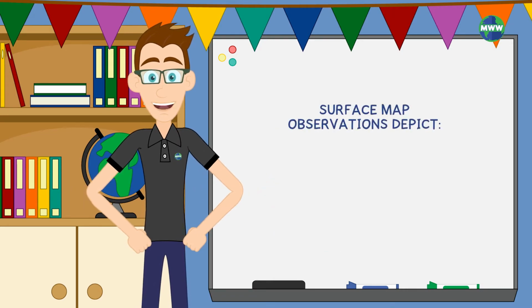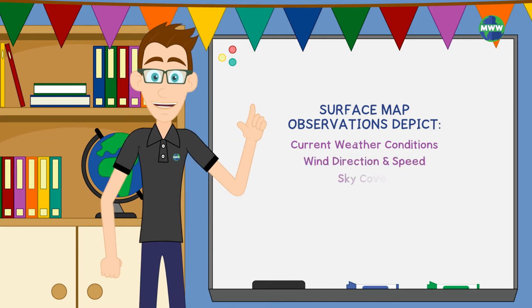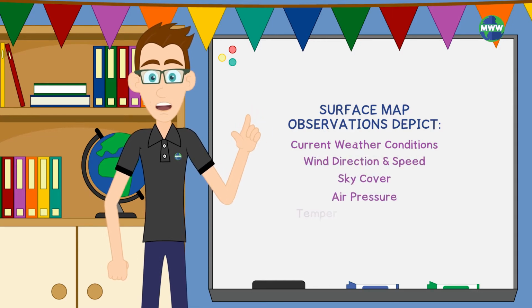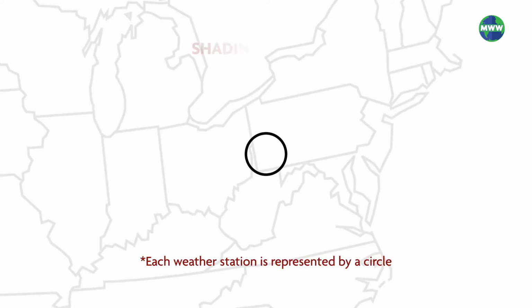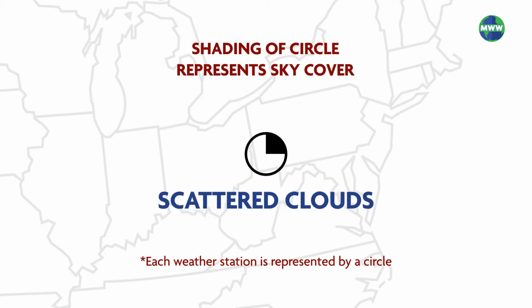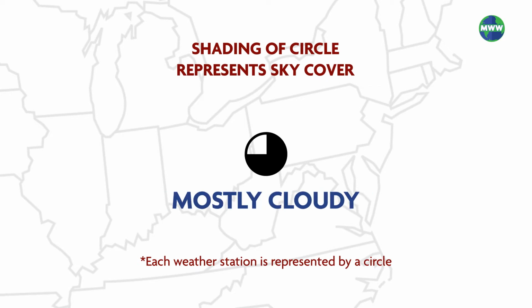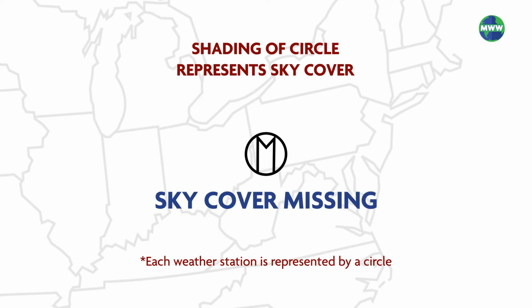The text and symbols used depict current weather conditions, wind direction and speed, sky cover, air pressure, temperature, and dew point. Every weather station on a surface map is represented by a circle. The shading of the circle represents sky cover, which can indicate that the sky is clear, has few clouds, scattered clouds, is partly cloudy, mostly cloudy, overcast, or that the sky is obscured or sky cover data is missing.